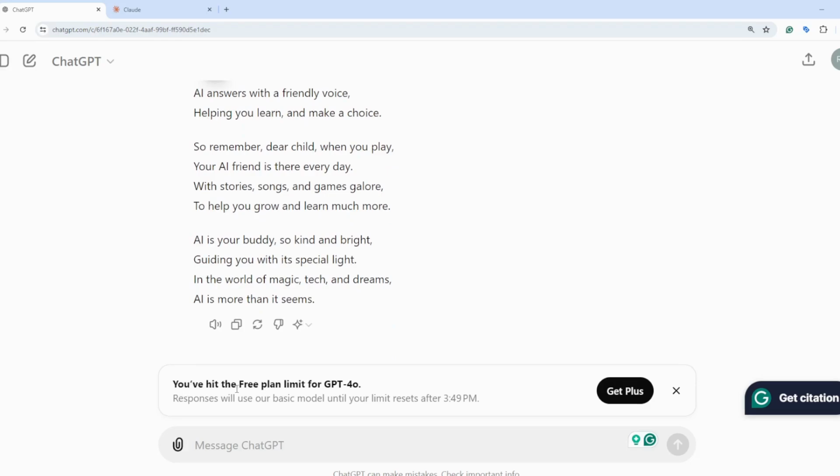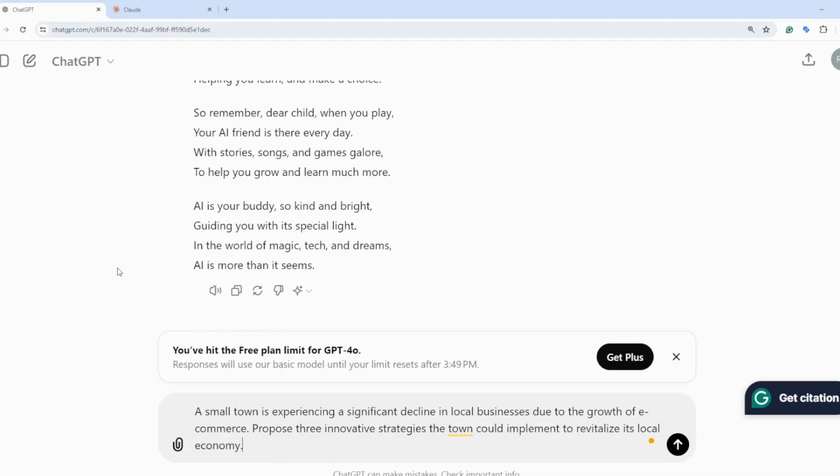Okay, so I have lost my quota for ChatGPT 4, but still I have ChatGPT 3.5. So let me go to another prompt. That is for problem solving. Let me give this prompt. A small town is experiencing a significant decline in local businesses due to the growth of e-commerce. Propose 3 innovative strategies the town could implement to revitalize its local economy. Let's see what it gives.